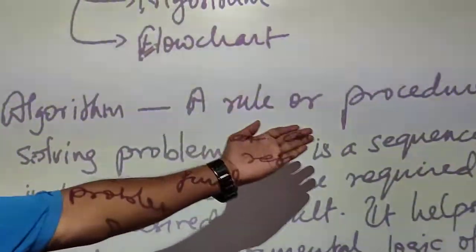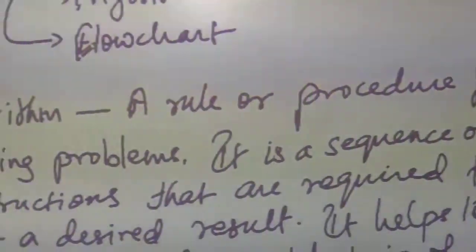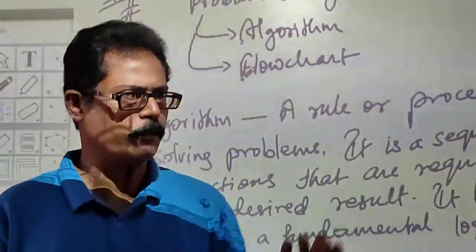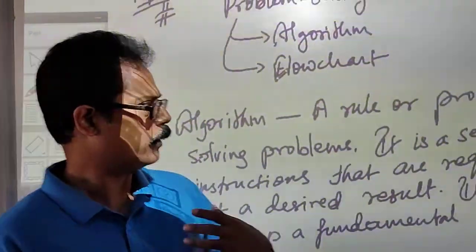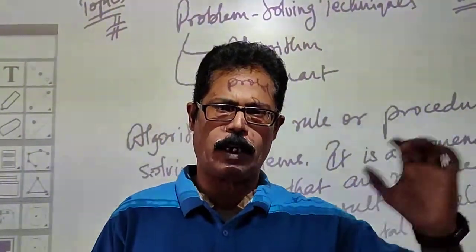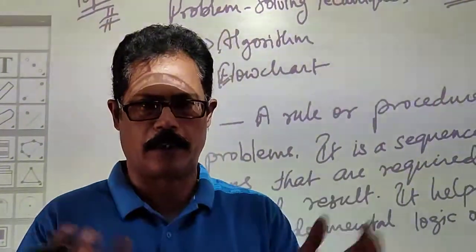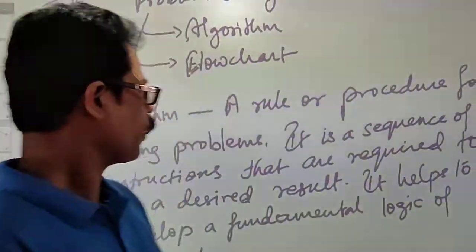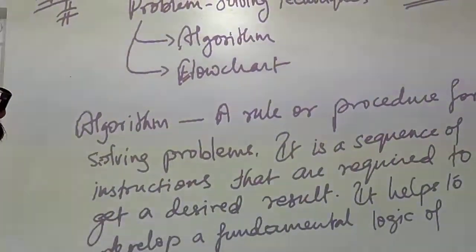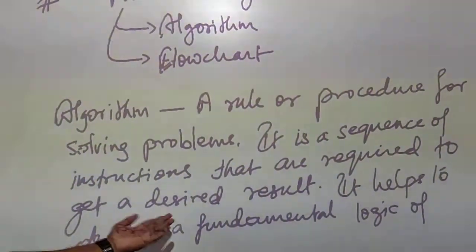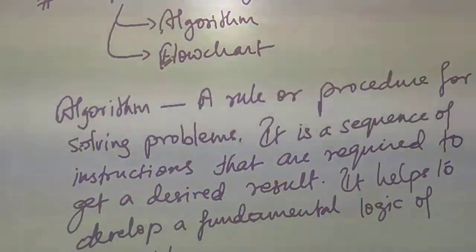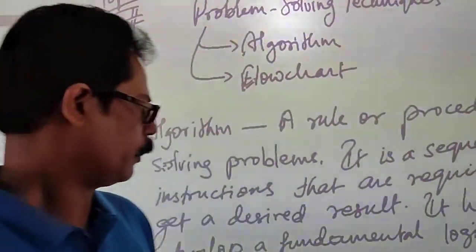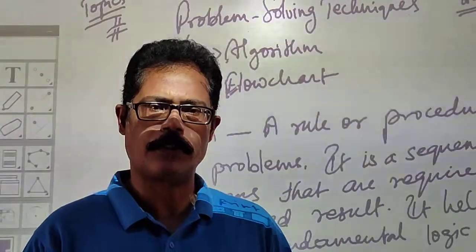So let us understand what an algorithm is. An algorithm is a rule or a procedure for solving problems. When a problem is given to us and we need to solve it, we need the help of an algorithm, which is a sort of guideline formed in a sequence. It is a sequence of instructions that are required to get a desired result. If you want a desired result, according to your wish, then you need to follow this sequence of instructions.